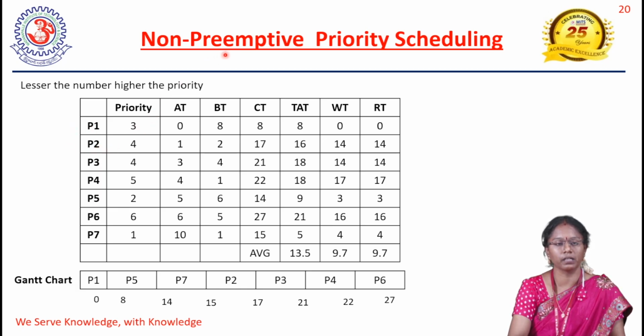When it is preemptive. But here I have taken non-preemptive priority scheduling. So 7 processes are there, and I have given all the priority, arrival time, and burst time. And then we have to compute which process is going to execute first.